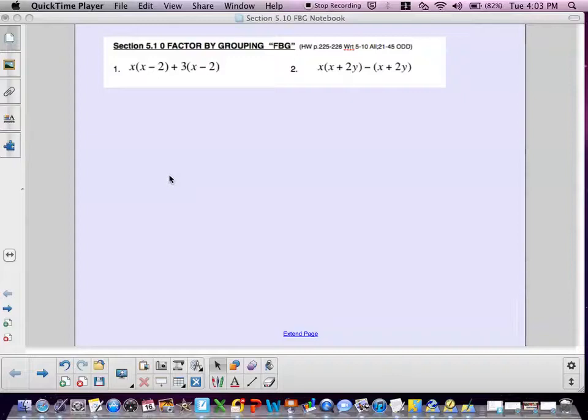Okay, this is a recap of what we did in class, section 5.10, factor by grouping. And the first problems just get you used to looking at a factor that's a binomial instead of just a single number or a single variable.